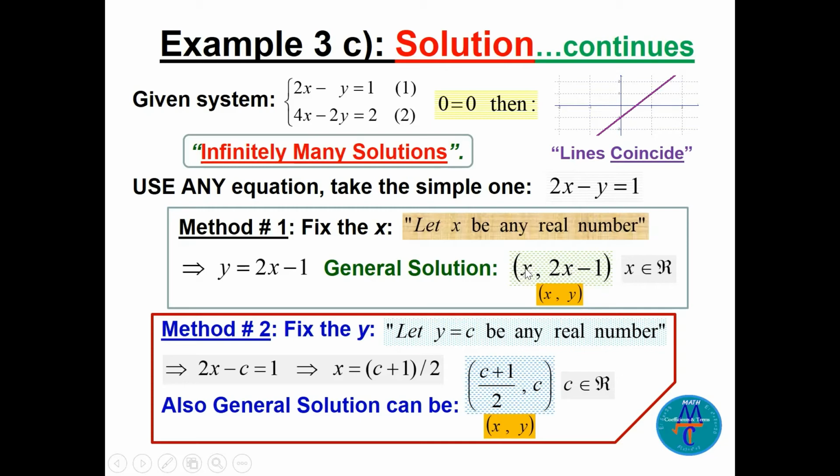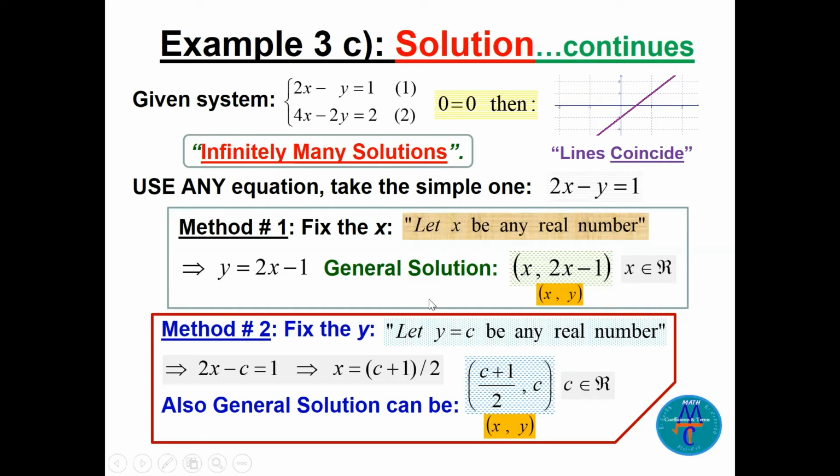real number. So you can put x here 0, you get minus 1. If you put x 5, that will be 9. If you put x minus 2, that will be minus 5. So you can put x any number, you will get here the image. So these are the points.